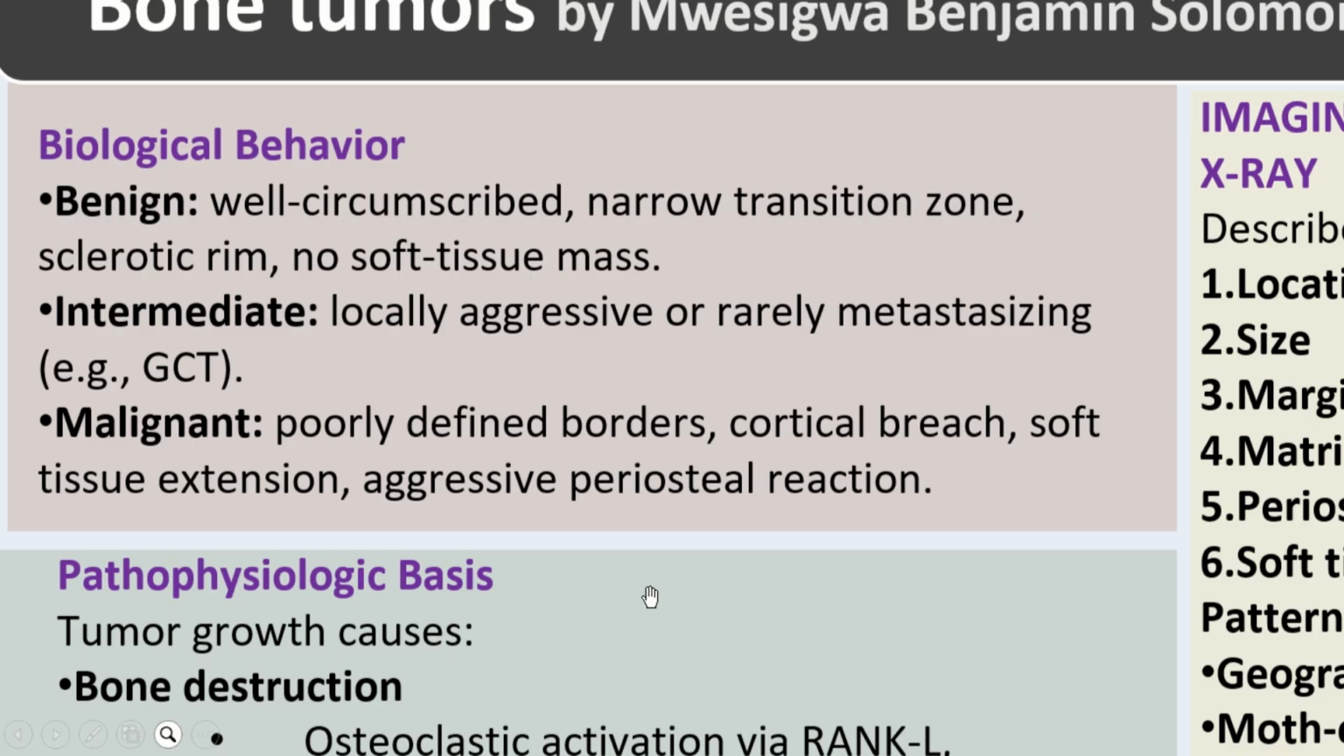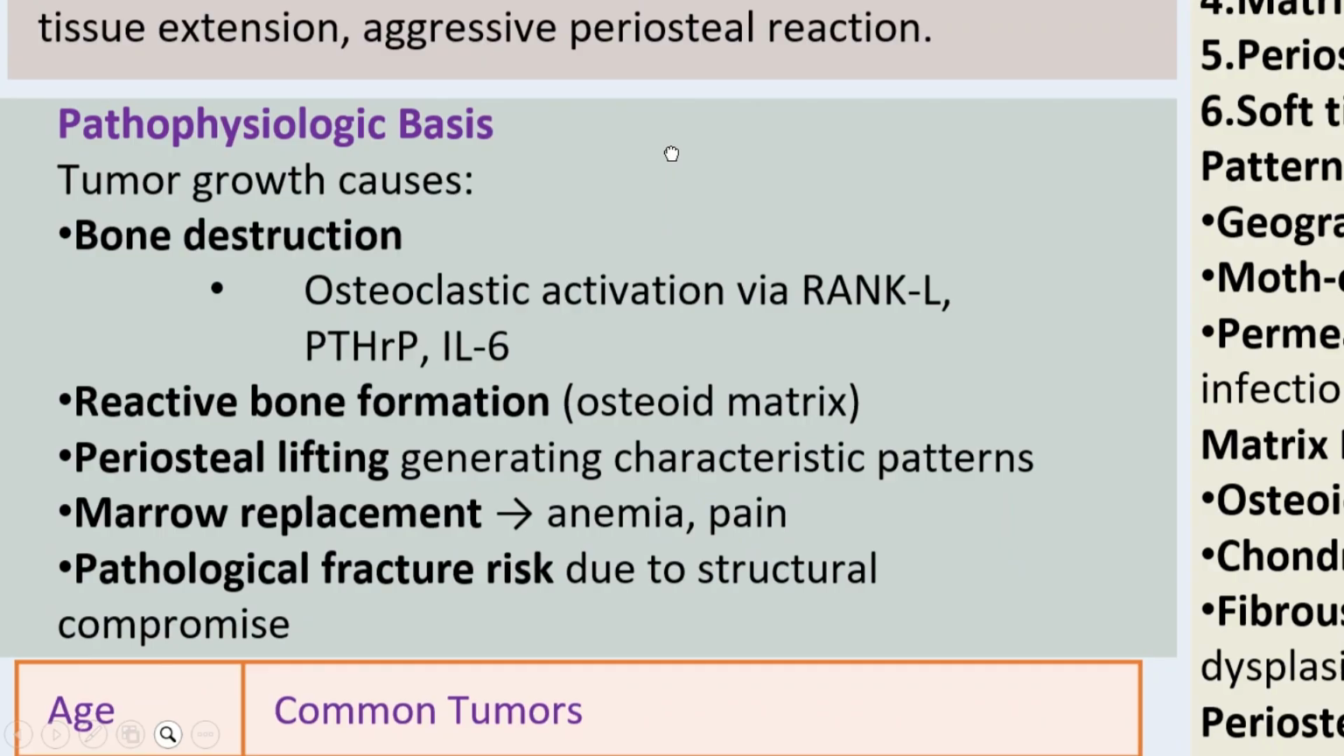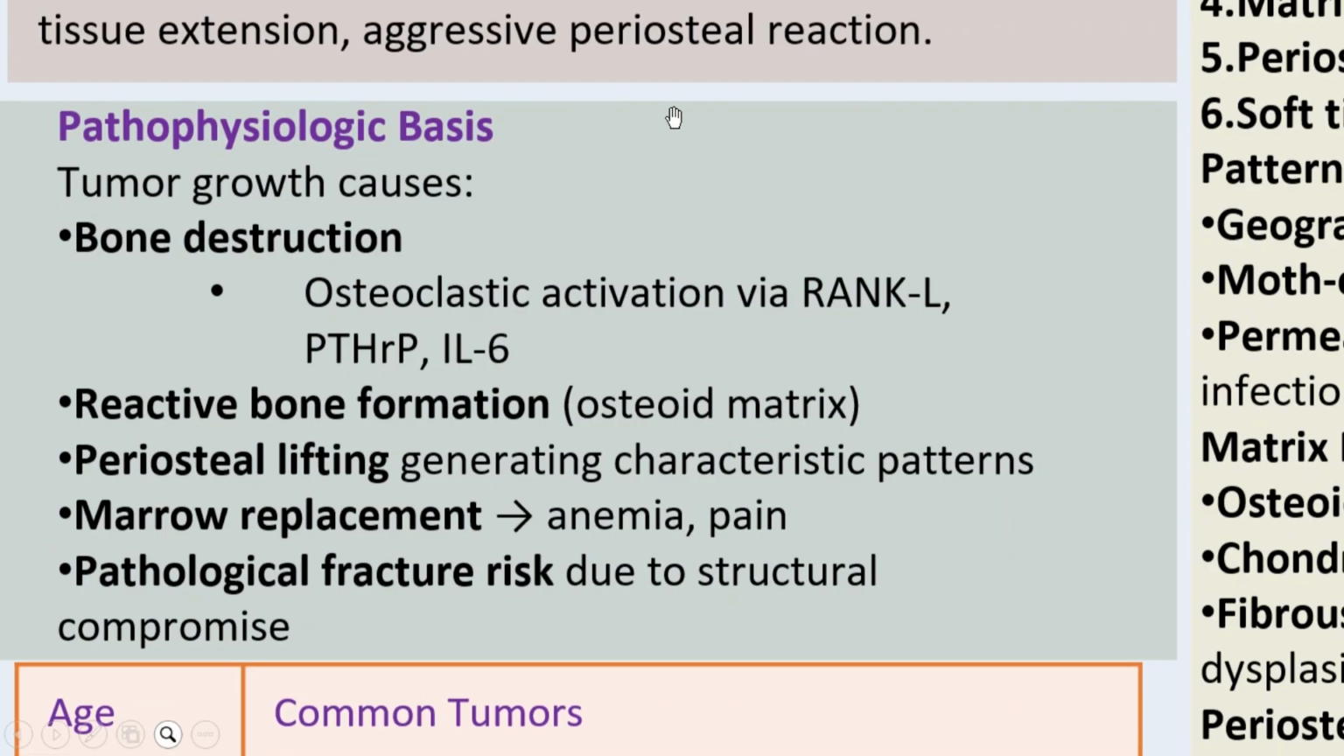So when we look at the pathophysiology, the tumor growth is going to cause things like bone destruction, and this is going to occur especially when osteoclasts are activated via the RANKL pathway. This is the most important pathway to remember about bone destruction. But other things like the parathyroid hormone-related peptide and interleukin-6 also play a role in bone destruction.